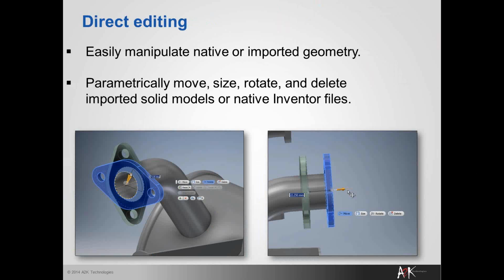Okay, direct editing, not just for freeform objects, but for any existing solid geometry. Whether we've got the native Inventor feature data for that geometry or not, we can certainly use direct editing, again, at any stage of our design process. So it allows us to easily manipulate native or imported geometry, parametrically move, size, rotate, delete imported solid models, all native Inventor files.